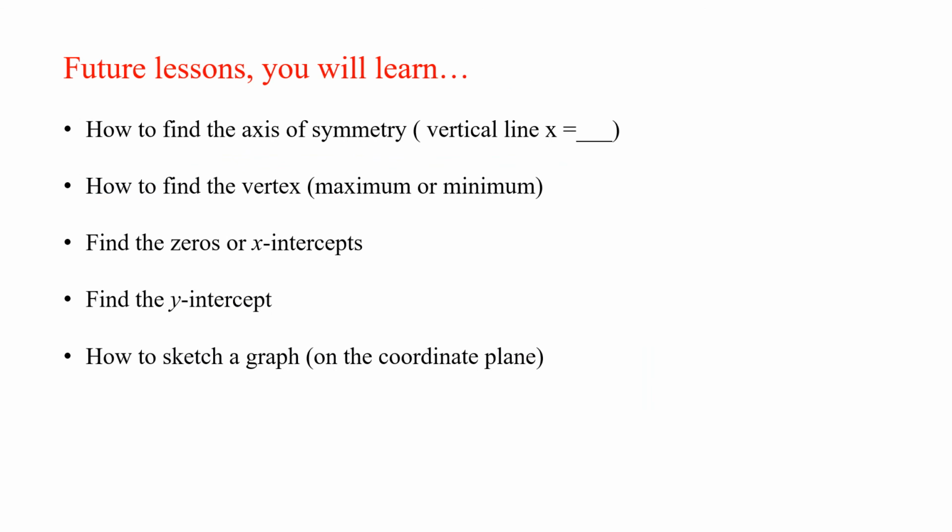So that is the end of the lesson for today. And we are going to learn in future lessons how to find the axis of symmetry, which is a vertical line and it's known as x is equal to some number, how to find the vertex, the maximum or the minimum point, find the zeros or the x-intercepts. We're also going to find the y-intercept, and we're going to actually take those things and then sketch the graph on the coordinate plane.